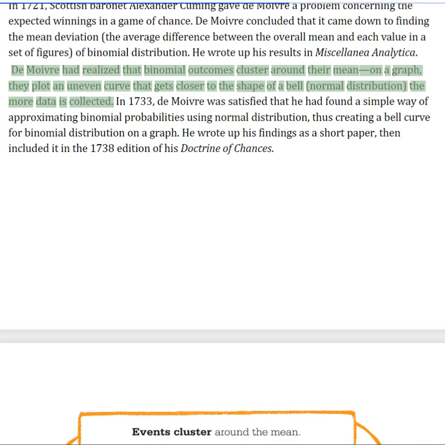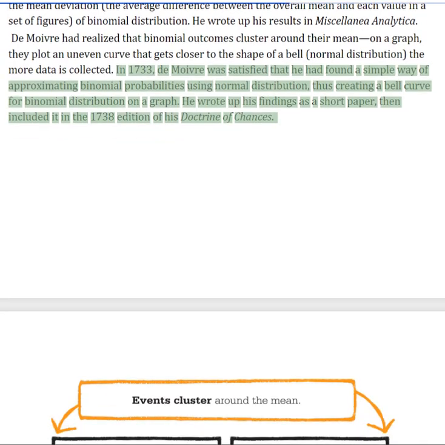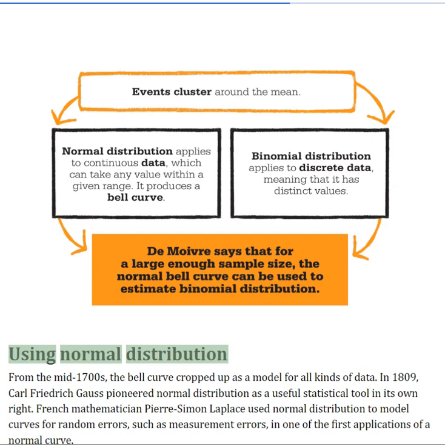In 1733, de Moivre was satisfied that he had found a simple way of approximating binomial probabilities using normal distribution, thus creating a bell curve for binomial distribution on a graph. He wrote up his findings as a short paper, then included it in the 1738 edition of his Doctrine of Chances.